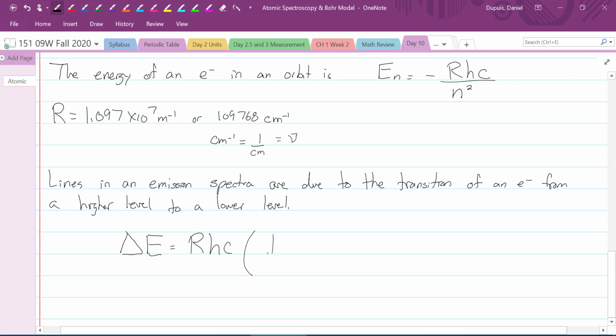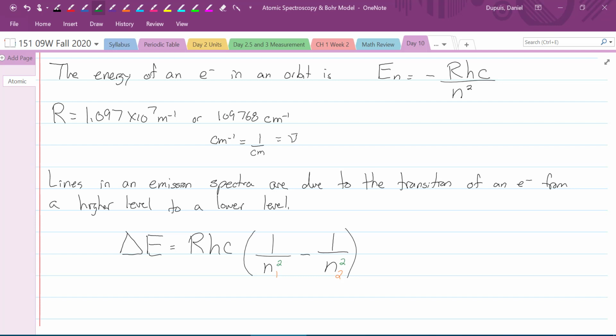RHc times 1 over N minus 1 over N. Now these N's are both going to be squared. So this would be N1, or the initial, and N2 is the final, and they're both going to be squared. R is the 1.097 times 10 to the 7th per meter that we just talked about. H is Planck's constant, C is the speed of light. Delta E is the change in energy. That energy is what we see, right?